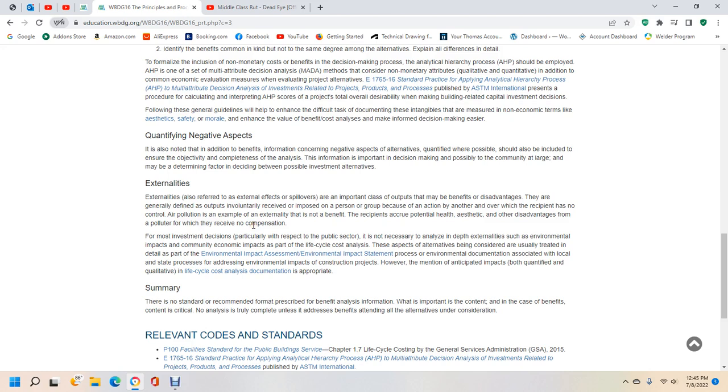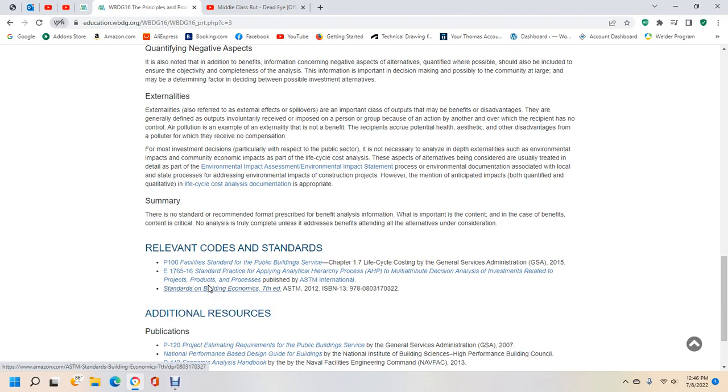For most investment decisions, particularly in the public sector, it is not necessary to analyze in depth externalities such as environmental impact or community economic effects as part of the life cycle cost analysis. These aspects of the alternatives are usually treated in detail in the environmental impact assessment, environmental impact statement process, or environmental documentation associated with the local and state process addressing environmental impact of construction projects. However, mention of the anticipated impact, both quantified and qualitative, in life cycle cost analysis documentation is appropriate.